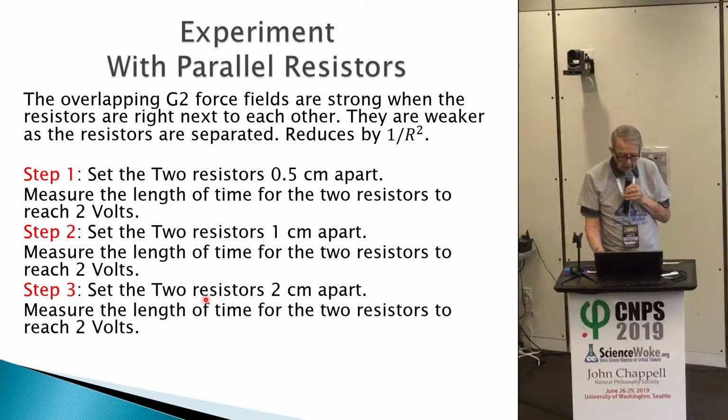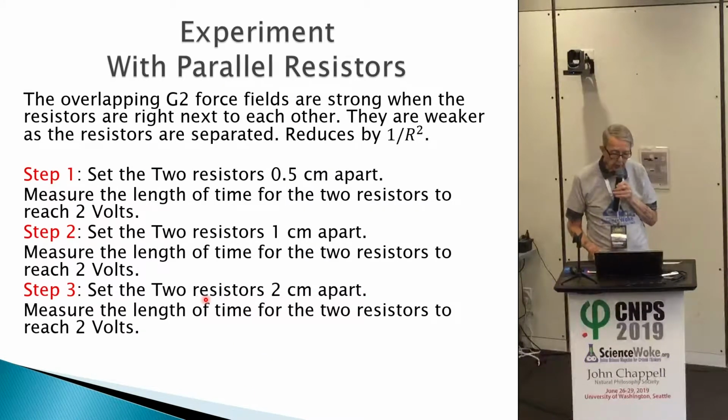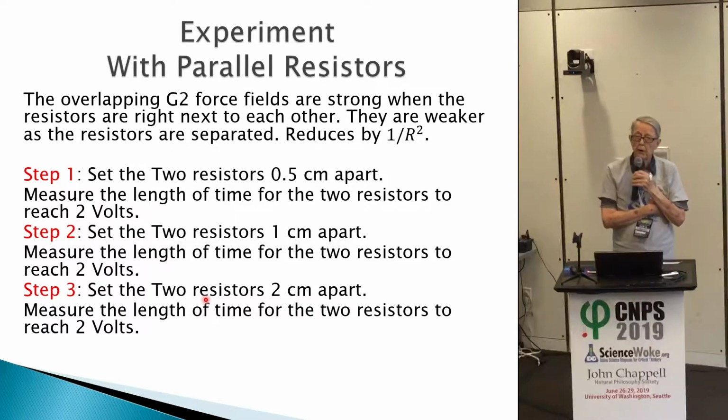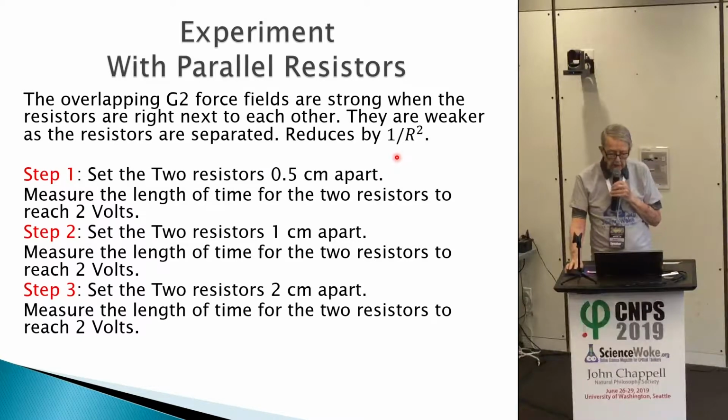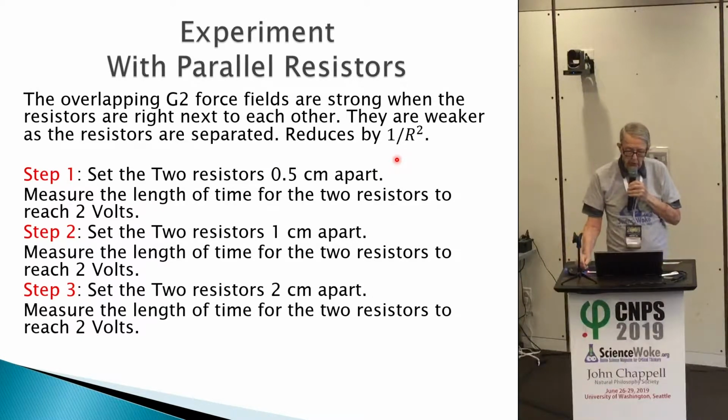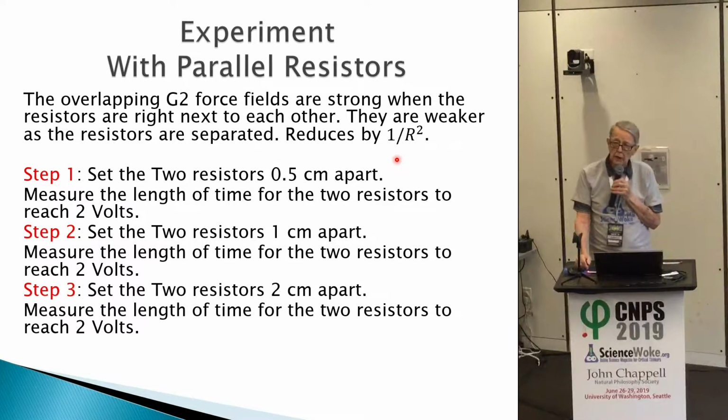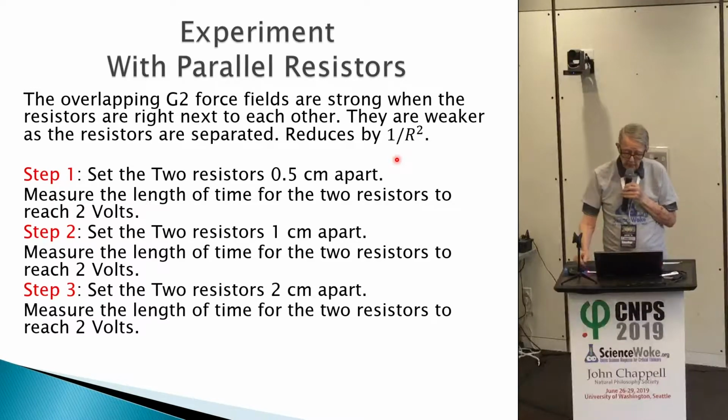Okay, now I'm already on to the experiment. I'm going to do an experiment with parallel resistors and see if I can prove that this idea is valid. The overlapping G2 force fields are strong when the resistors are right next to each other. They are weaker as the resistors are separated. And I expect that they'll be reduced by 1/r², much like Coulomb's law.